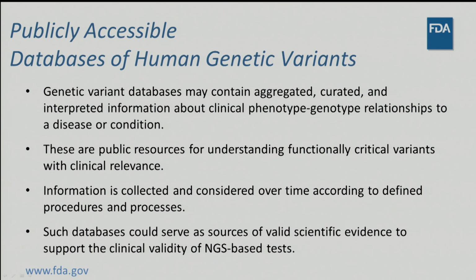Such databases may be made publicly available in order to serve as public resources for understanding functionally critical variants with clinical significance. A few examples of freely accessible databases that currently catalog human genetic variants include ClinVar and ClinGen, PharmGKB, and the Human Gene Mutation Database. There are also locus-specific and disease-specific public databases, such as the Clinical and Functional Translation of CFTR, or CFTR2, and the Breast Cancer Information Core, or BIC. And these are just to name a couple.